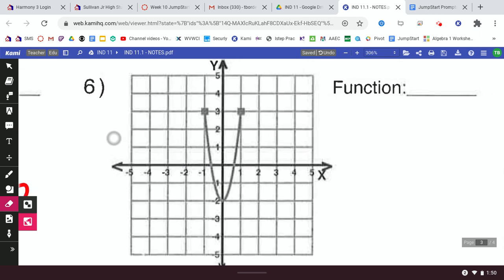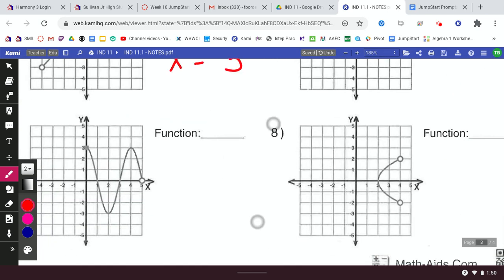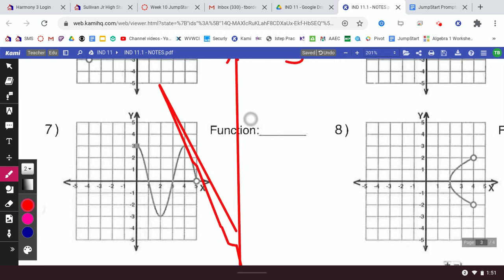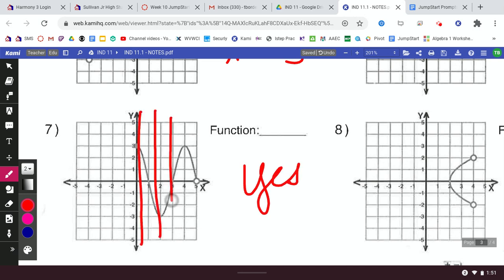Jordan, how about number 6? Yes or no? Okay, so if you say no, tell me where does it hit it twice? Yep, it is a function because nowhere does it fail that vertical line test. Okay, Olivia, how about number 7? Perfect. Number 7. Is it a function or not? Yes, it's a function. Good. Nowhere, if I draw a line, does it come back and hit itself again.